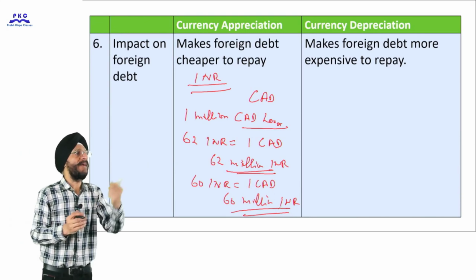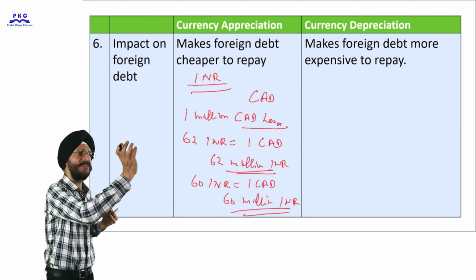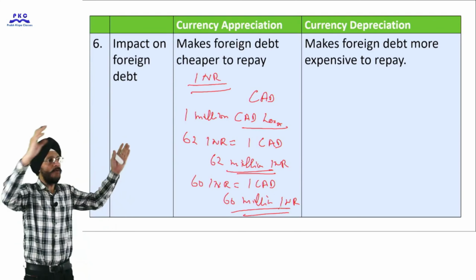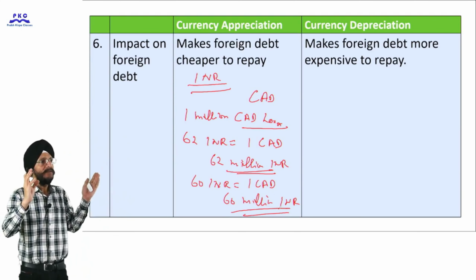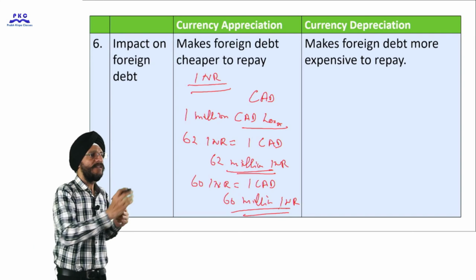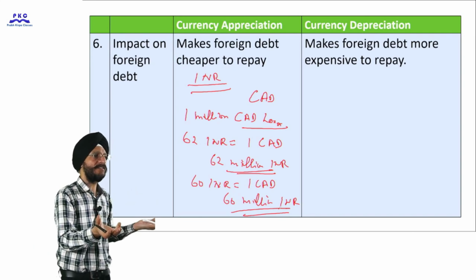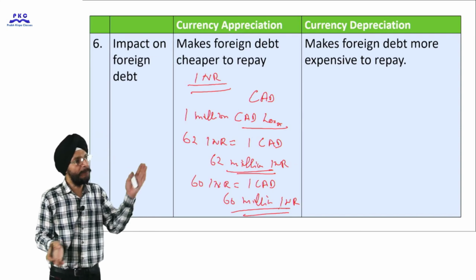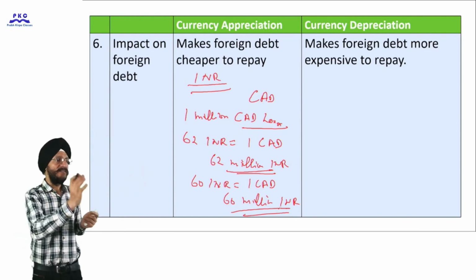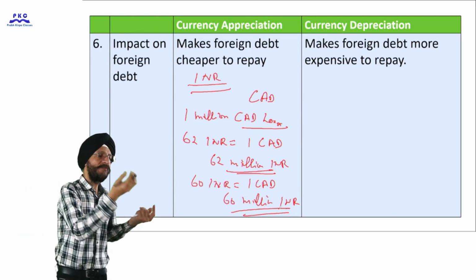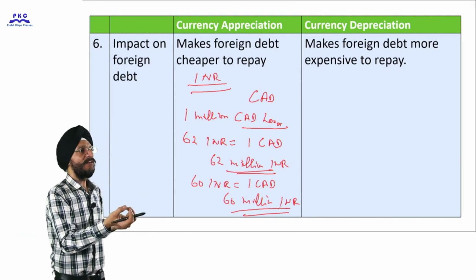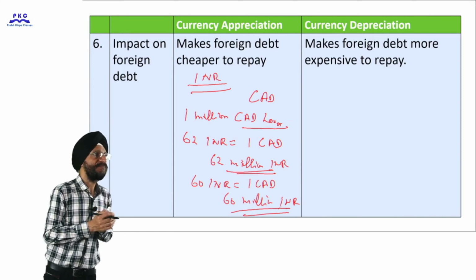Now what is the impact? How much impact does currency appreciation have on foreign debt? If the amount of loan is very big, then the saving is big. If the loan is small, then the impact is small. If you take a $1 billion loan, then you will save in billions. If you take a $1 million loan, you will save in millions.